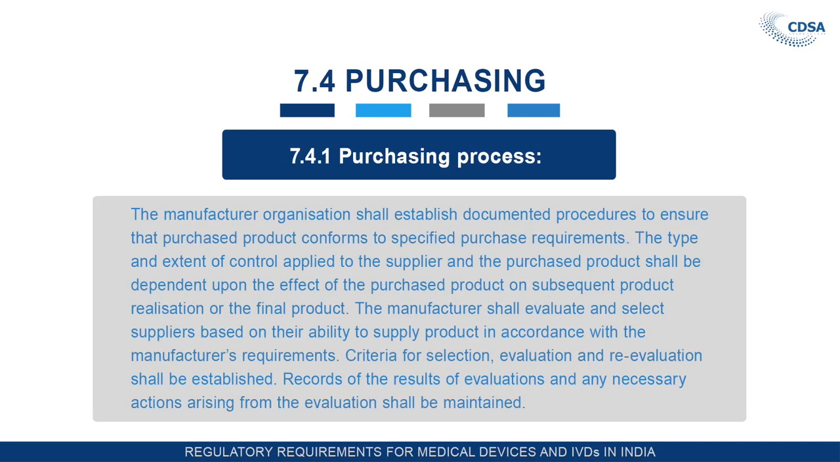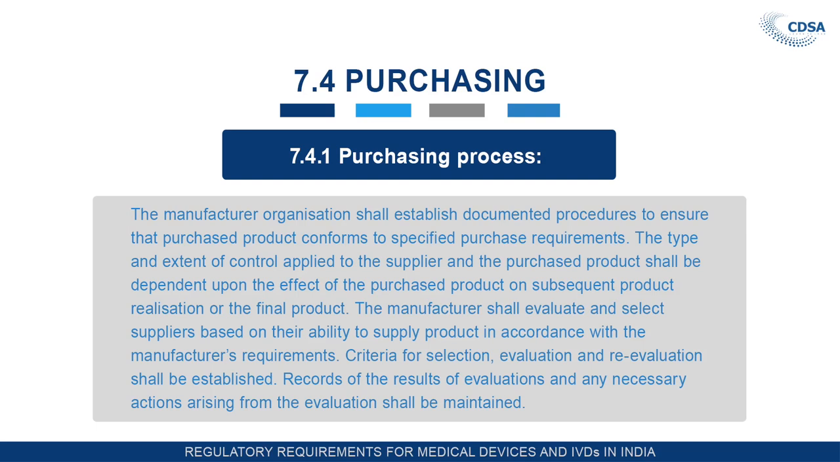Purchasing process, 7.4.1. The manufacturer shall establish documented procedures to ensure that purchased product conforms to specified purchase requirements. The type and extent of control applied to the supplier and the purchased product shall be dependent upon the effect of the purchased product on subsequent product realization or the final product.